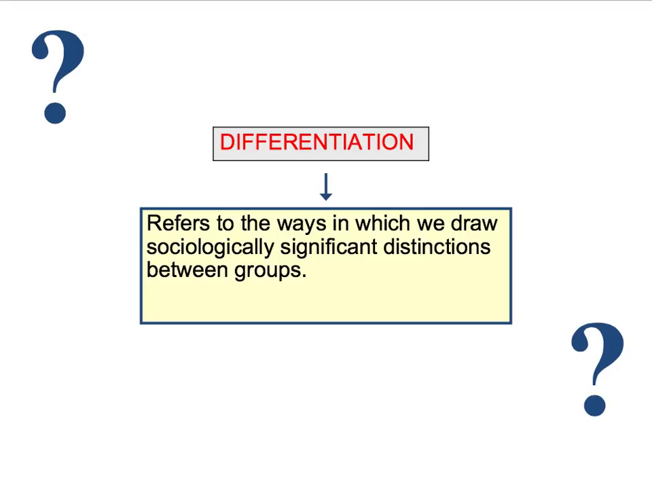Now, a related concept is also social differentiation, and this refers to the ways in which we draw sociologically significant distinctions between groups. And this is done on the basis of things like social class, gender, ethnicity, and age. And these things tend to be closely related to different forms of social inequality. And this is very useful because it allows us to aggregate the different types of inequalities, the different types of life chances experienced by particular sections of the population.